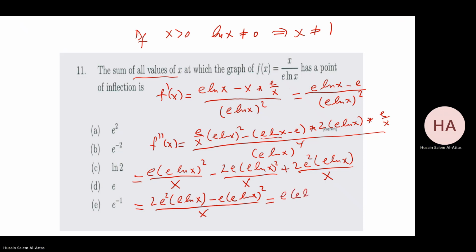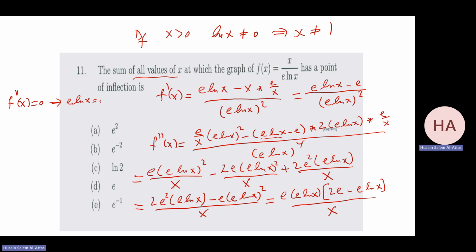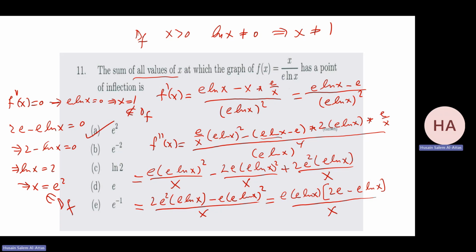That gives me what? I can take e ln x as common factor times what? 2e minus e ln x, all over x. What a strange thing. Okay, f double prime equal to 0. I have what? e ln x equals 0, which implies x equal 1, but this is not in the domain of f. So opt out. The second one, I have 2e minus e ln x equal to 0. So I have 2 minus ln x equal to 0. Just divide by e. That means ln x equal to 2. That means x equal e squared. And that's the only one. This belongs to the domain of f. So this is the correct one.